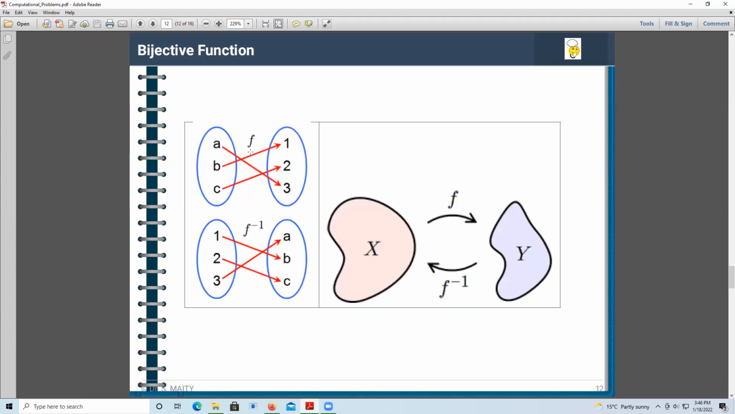So this is f mapping from this set to this set, and this is f inverse mapping from this set to this set. So f maps x to y. f inverse maps the reverse thing.